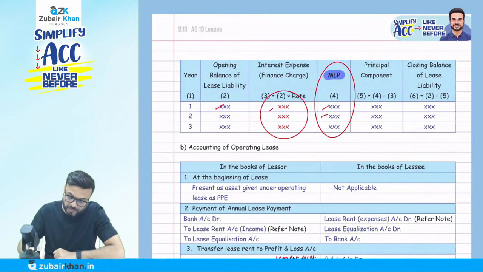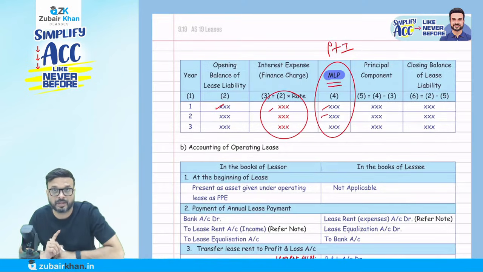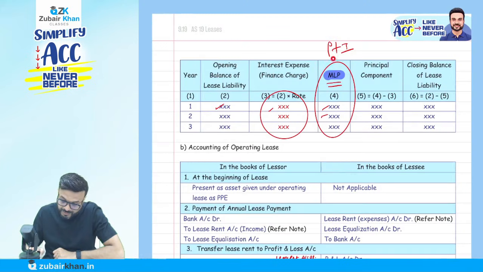It contains both the principal amount plus the interest amount. I'm not saying present value, I'm just saying minimum lease payment. So if I deduct the interest component from this, what is going to happen? I will find the principal component, and the closing balance will be the opening minus the principal component that we have paid, and the closing then becomes the next opening balance.